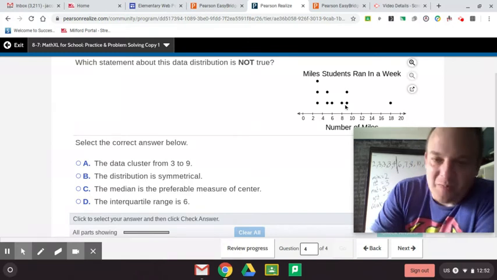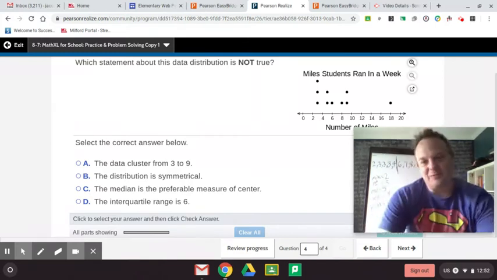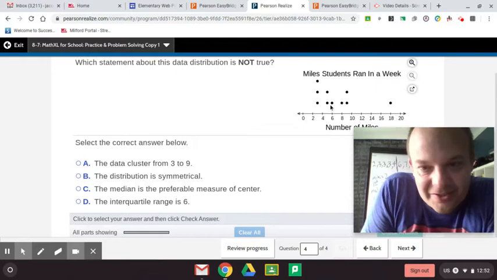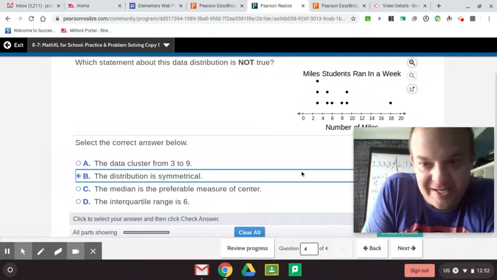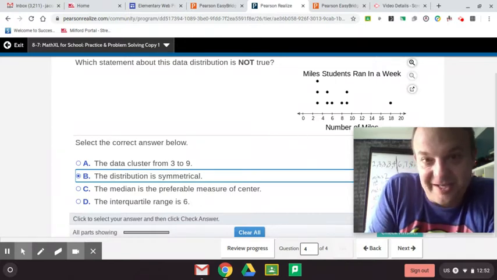Well, I get to spend more time with you guys. So there's a cluster from 3 to 9. That is true. So not that one. The data is symmetrical. No, it's not. Oh, it's not. So the data is not symmetrical. The median is the preferred measure of center, the interquartile range. I'm going to say that does not look symmetrical to me, guys.